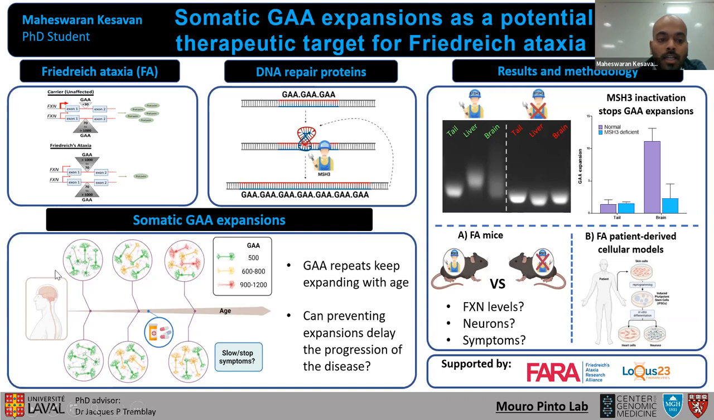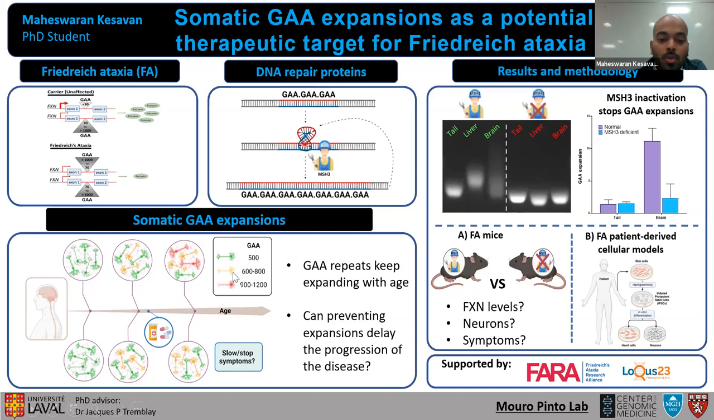Here's a diagram that explains somatic expansions. Here you can see these green neurons with 500 GAA repeats in the early stage of the disease. These get expanded with age from 500 to 800, that's marked in yellow, and further to 1200, that's marked in red. We speculate that this could be due to expansions, and this could make the neuron sick.